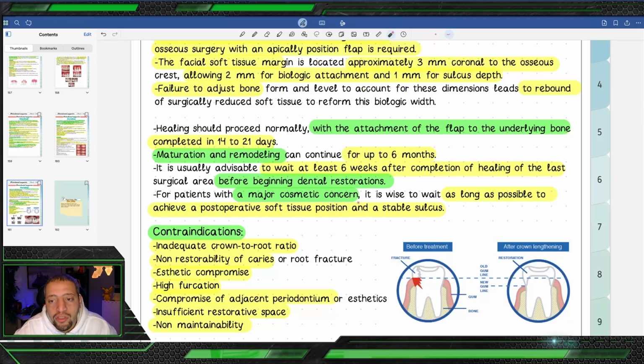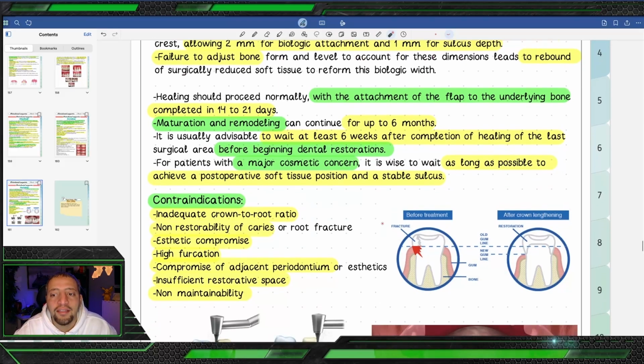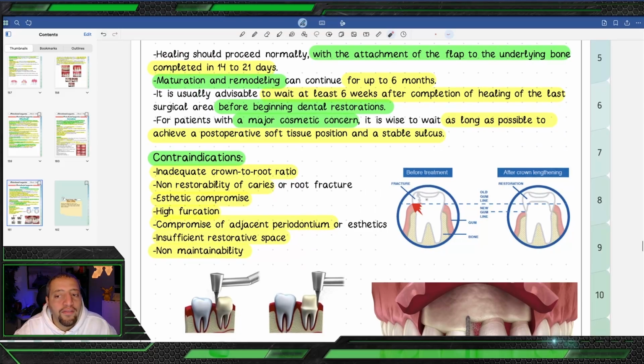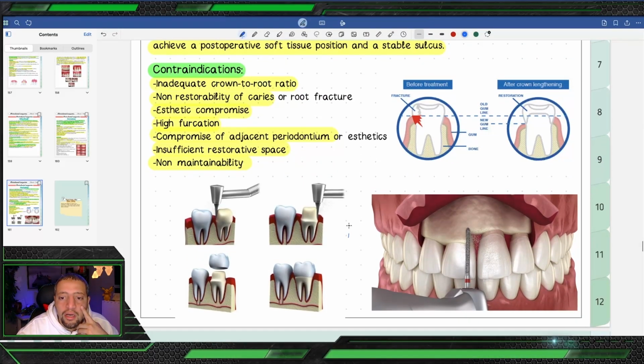Or if it's a major cosmetic concern, it's wise to wait as long as possible to achieve a stable post-operative soft tissue position and stable sulcus. Contraindication: if you have a fracture and an inadequate crown-root ratio before you start. The clinical scenario is this: you receive trauma to an upper anterior tooth, okay? And you have a fracture here. Here we have a crown-root ratio where the root is almost 2 to 1. But how about if you have this? The crown-root ratio here is almost 1 to 1, even before you start, and you have a fracture here.